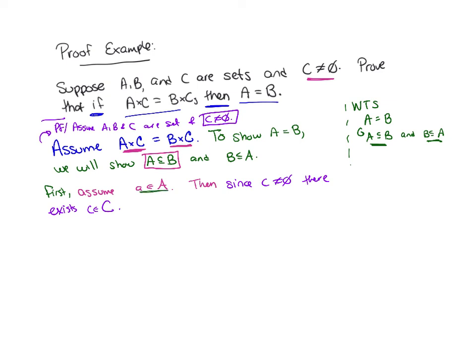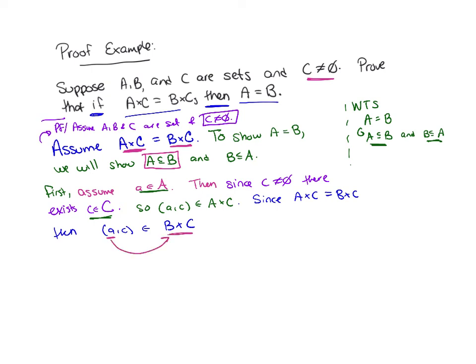So I have something in A and I have something in C. So putting those together, the pair (a, c) must be in A cross C. Because that pair is in A cross C, and A cross C is equal to B cross C, then (a, c) is also in B cross C. But the only way that (a, c) can be in B cross C is if that a lives in the set B. So I started with an arbitrary element here in A. I ended up being able to conclude that that element was in B. So I get that A is a subset of B.